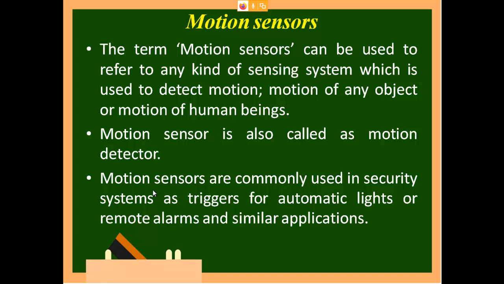Motion sensors are commonly used in security systems as a trigger for automatic lights, remote alarms or similar applications. You can connect not only a light but also a siren, so that if an unwanted person enters a particular room, your alarm starts automatically. Even at your home, there is no need to put only lights. You can make the circuit and keep it in your car parking or any area where, if an unwanted person comes, the alarm will start automatically.